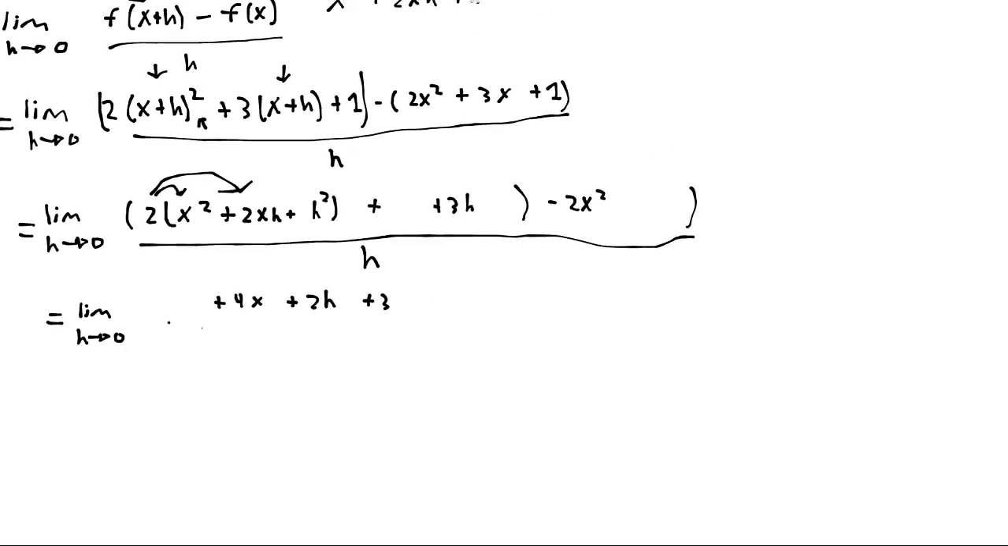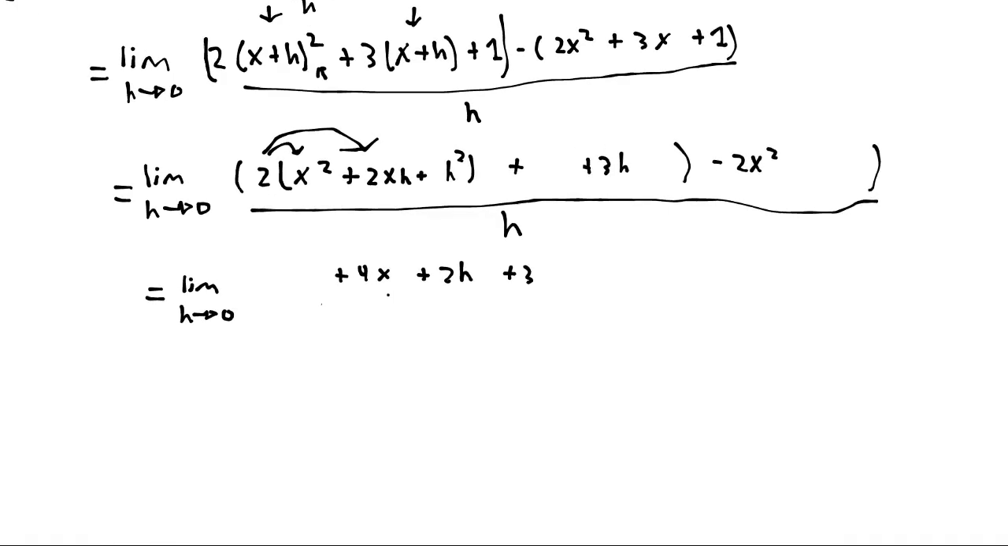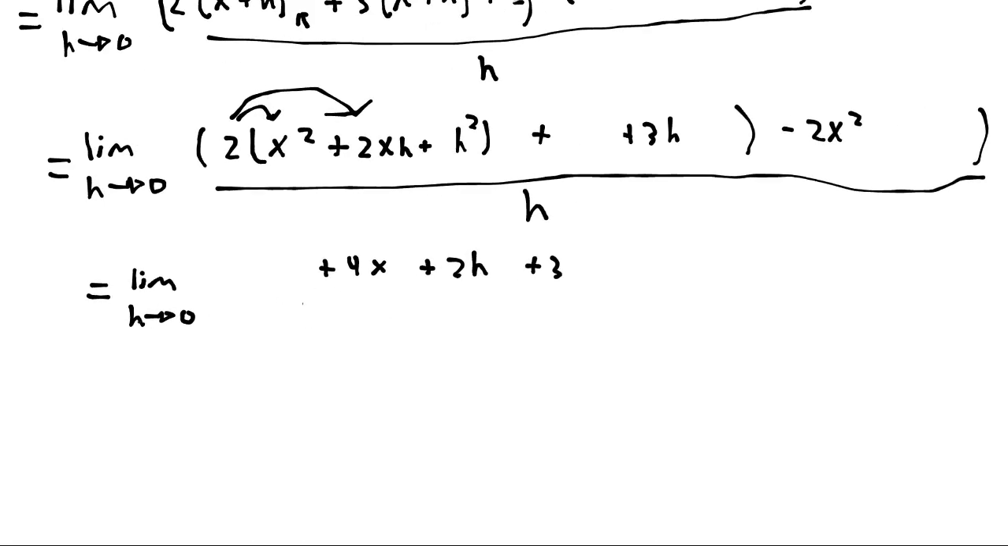There we go. And this is what you're left with. So what you're going to do now is, instead of setting the limit of h to 0, you're going to set h to 0. Okay, because h is now equal to 0. So it's going to look like this.